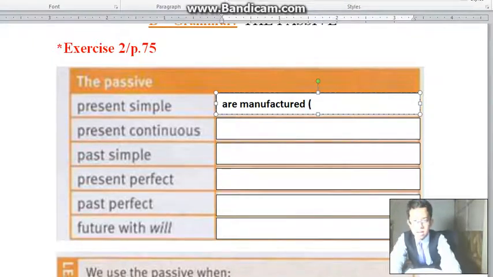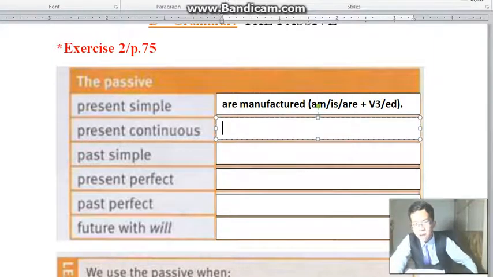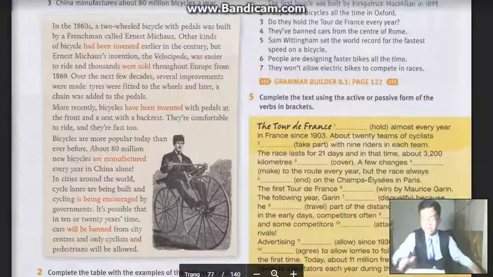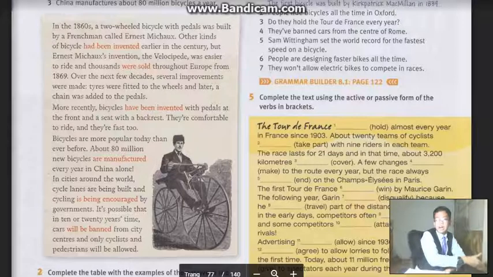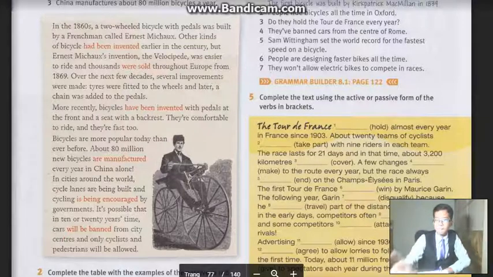And also remember the structure of it: am, is, are plus verb 3 or verb-ed. Alright, remember that. For the next box, present continuous, you'll remember that in the active voice it is subject plus am, is, are, then plus verb-ing. So you can see in the next red phrase, it is "being encouraged." Being encouraged. So "is being."